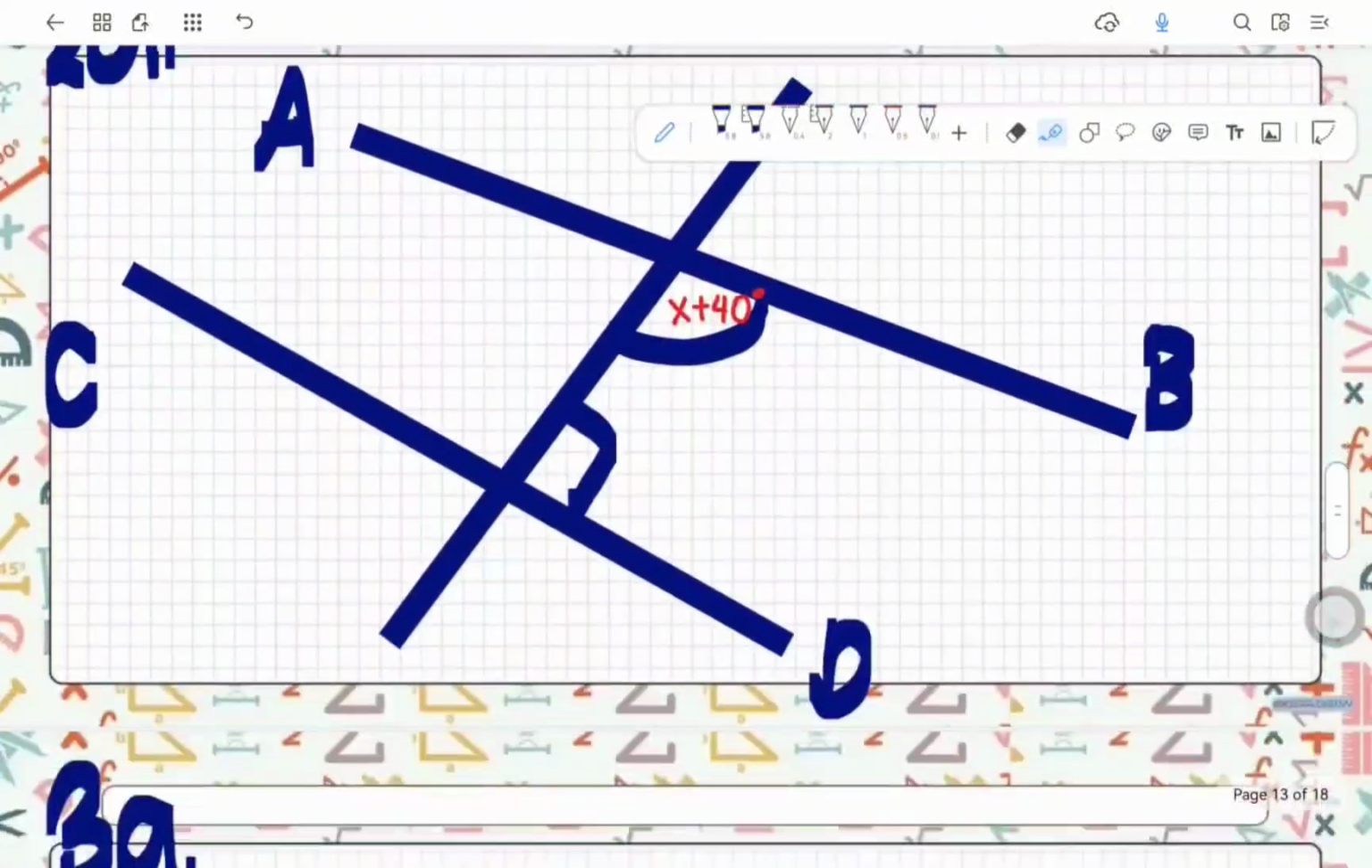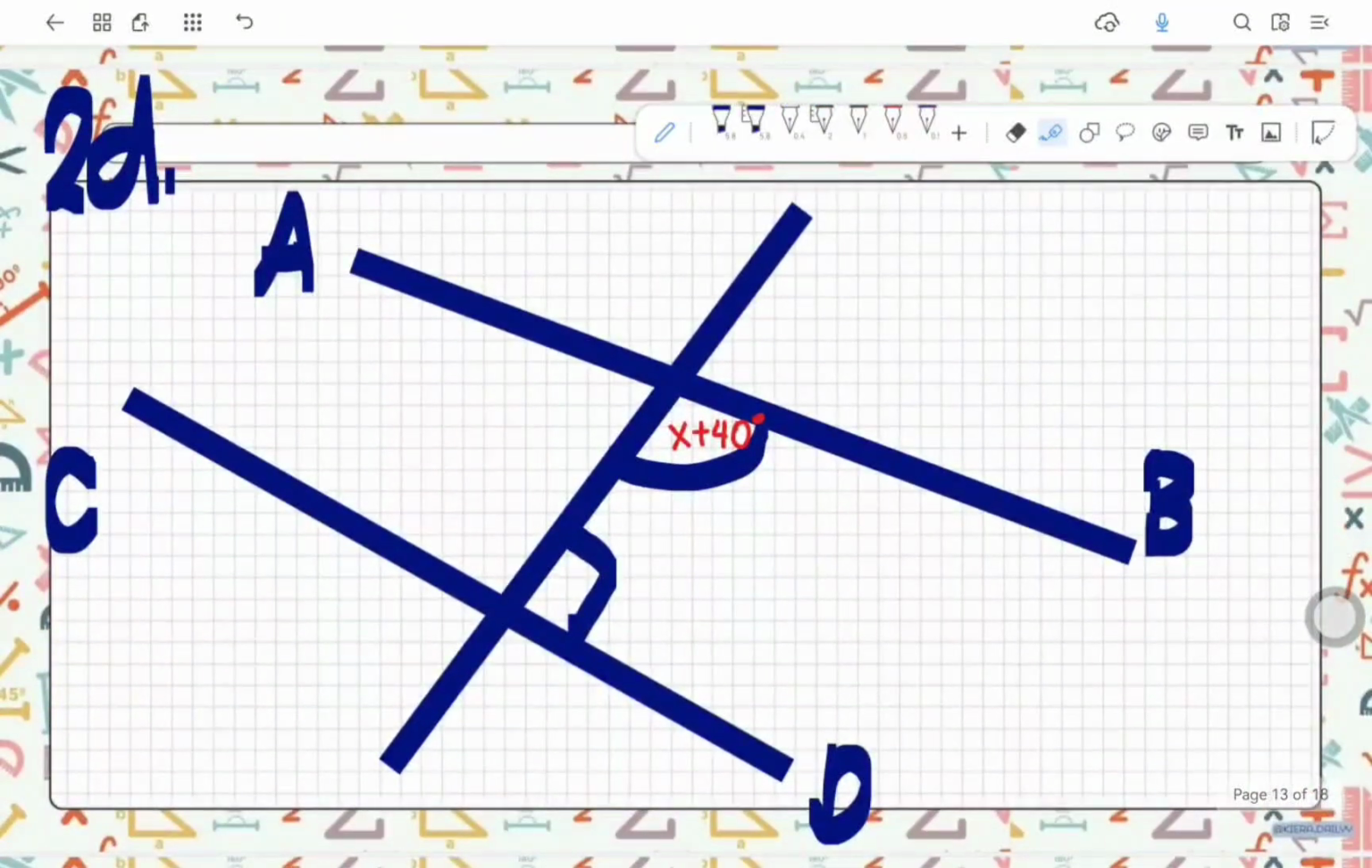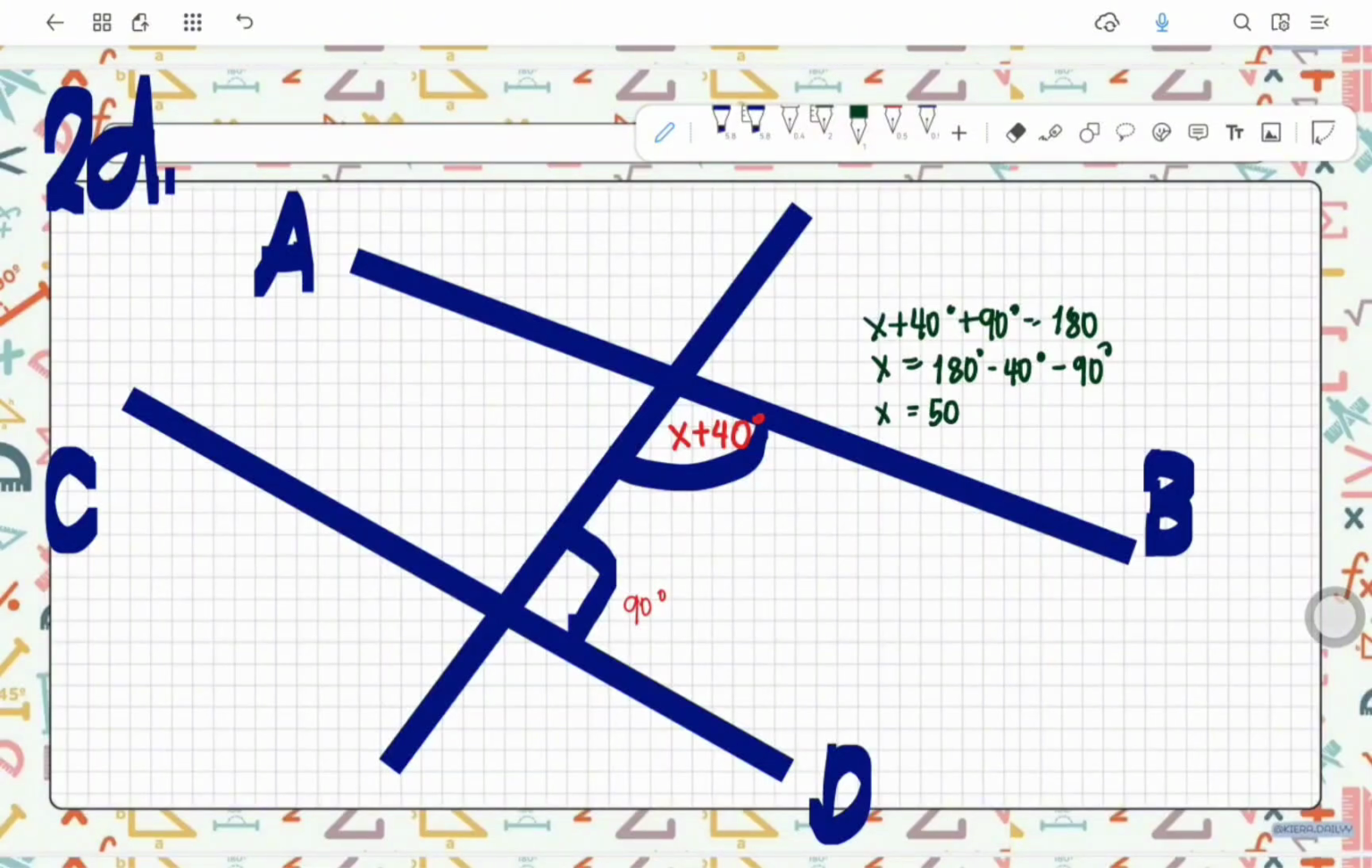Okay, let's go to number 2, letter D. So we're going to change this one to x plus 40 degrees. So what is this again? This is equal to 90 degrees because that is a right angle. So x plus 40 degrees plus 90 degrees is equal to 180. We're going to transfer the positive 40 and positive 90, so we can subtract them from 180. What will happen now is that x is equal to 180 degrees minus 40 degrees minus 90 degrees, and the answer is x equals 50 degrees.